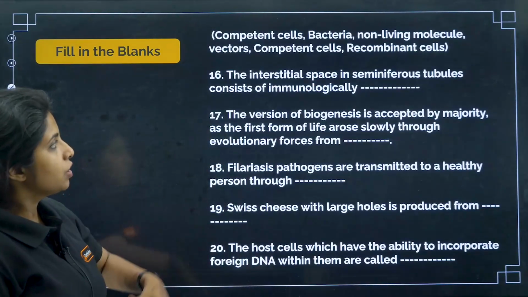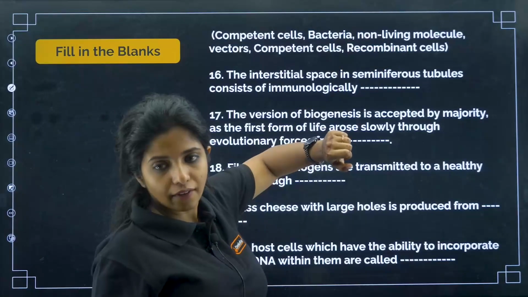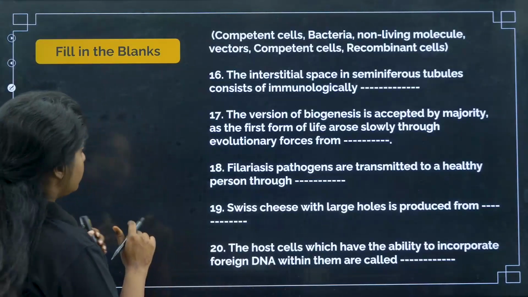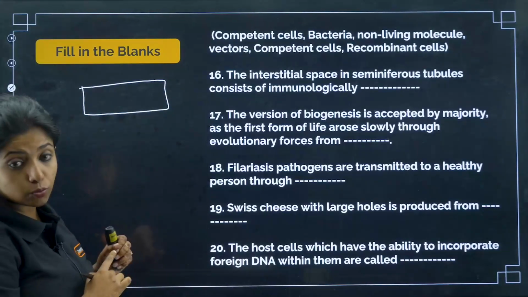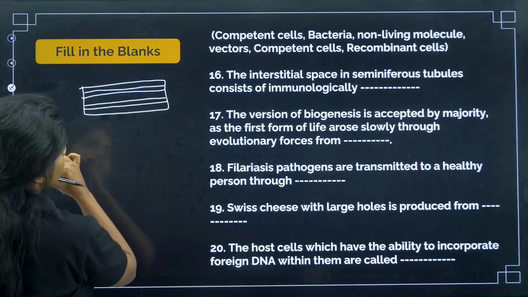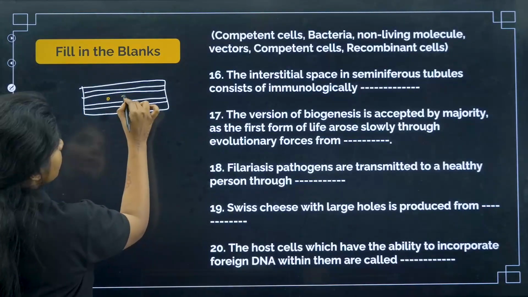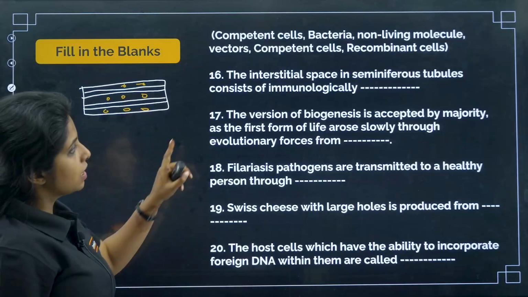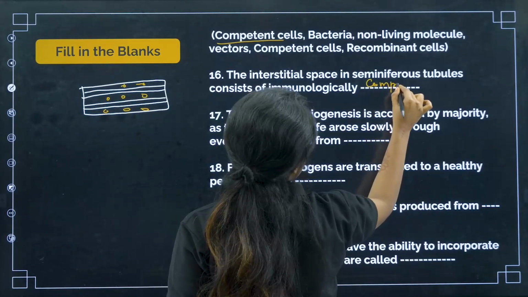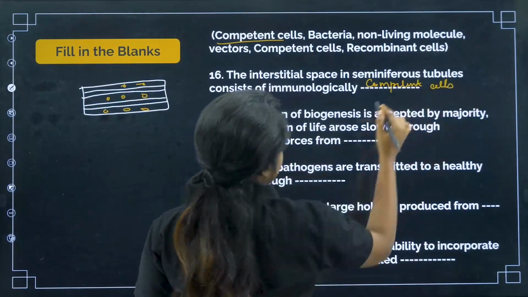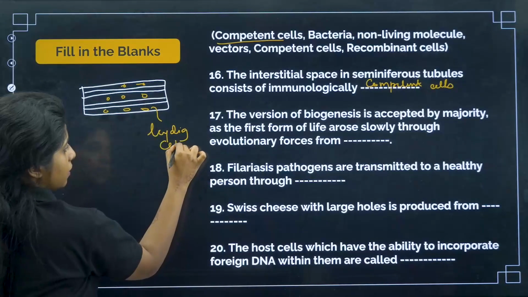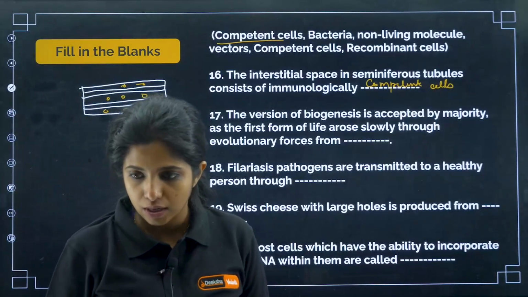Now, fill in the blanks question. You have to fill in the blanks using the options that you have. The interstitial space in seminiferous tubules consists of immunologically what? What do you mean by interstitial space? If this is a testicular lobule in the testis, inside it you have seminiferous tubules. The space you see in between them has certain cells, and these are immunologically competent cells, as in they are responsible for killing any pathogens that come through. Please remember that. Apart from that, they also have other cells known as Leydig cells, which are responsible for the production of androgens, the male hormones.